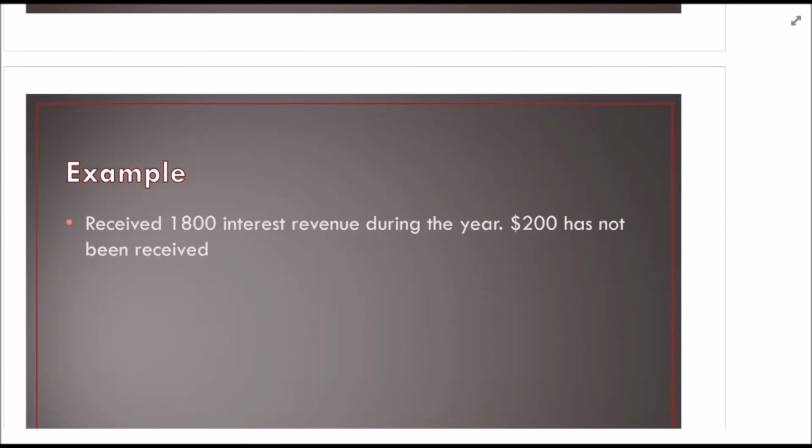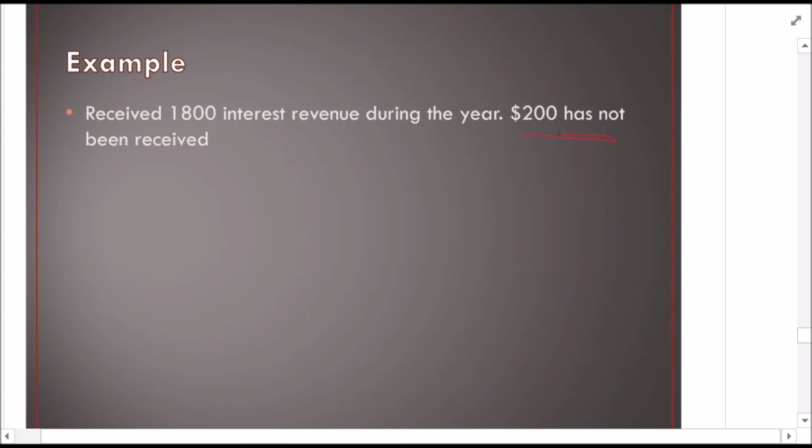Alright, so received $1,800 in interest revenue during the year. $200 has not been received. Sometimes we get them like this. It's just nice and easy for us. We don't have to work it out. So let's do this.